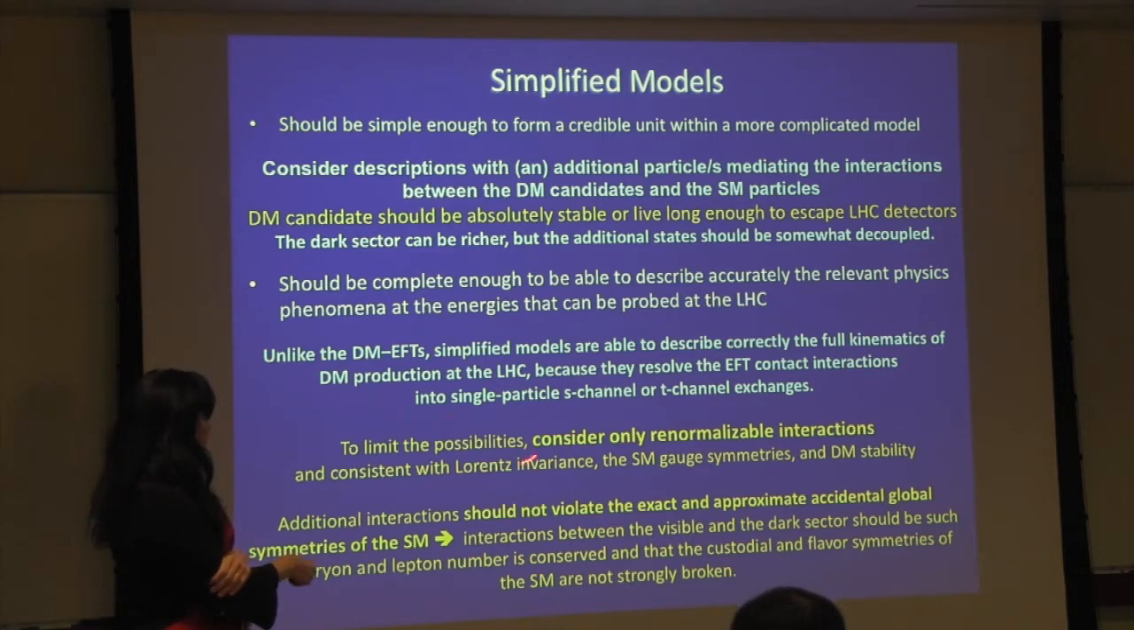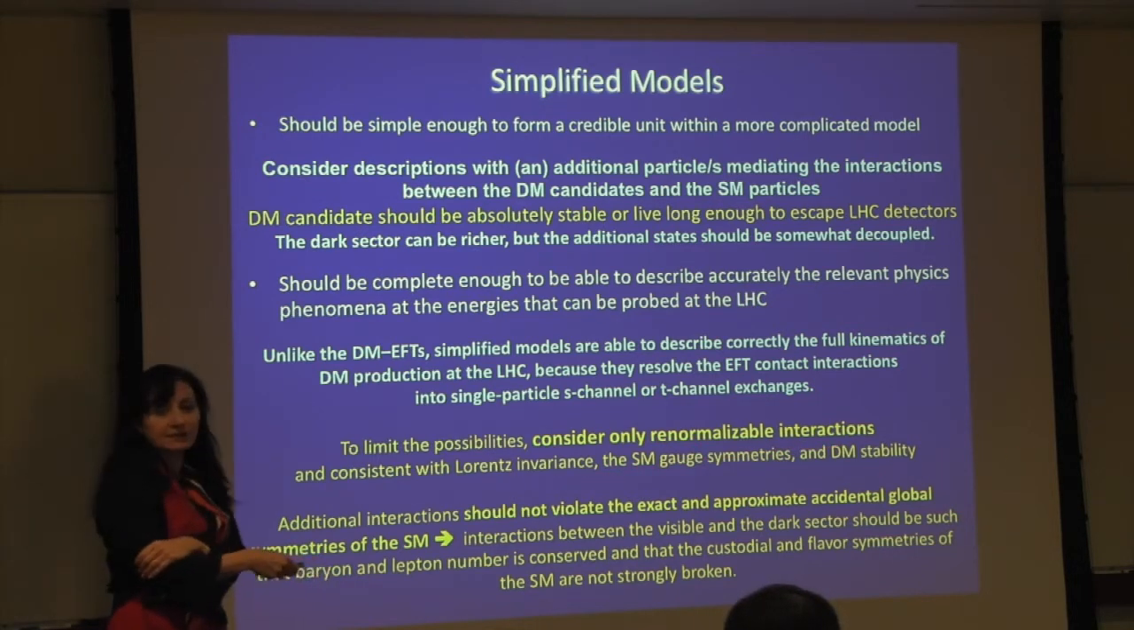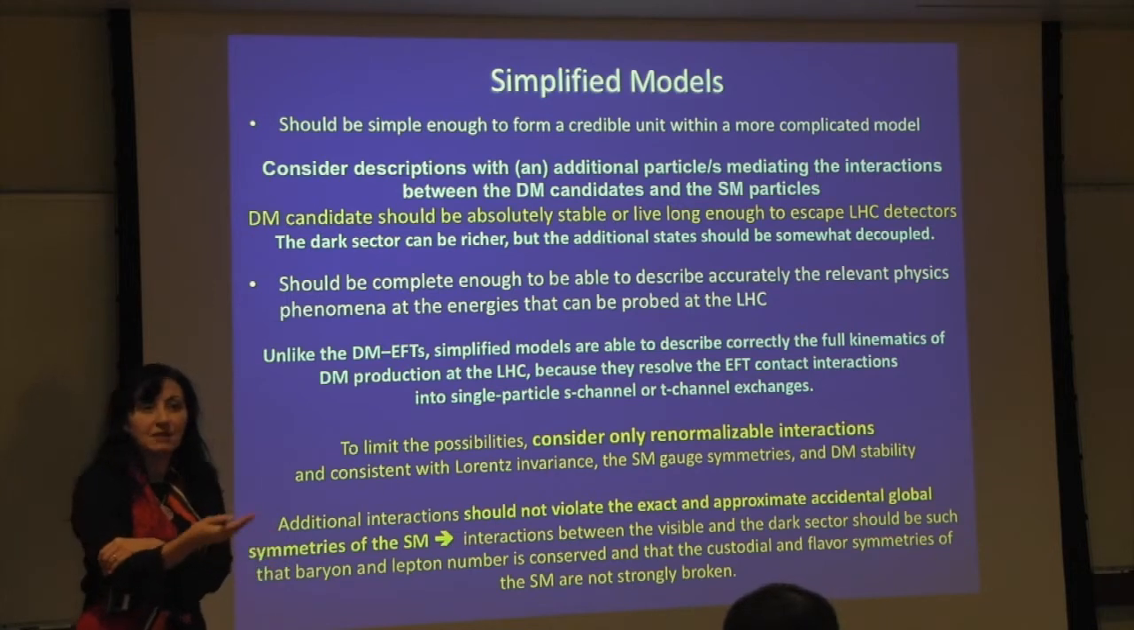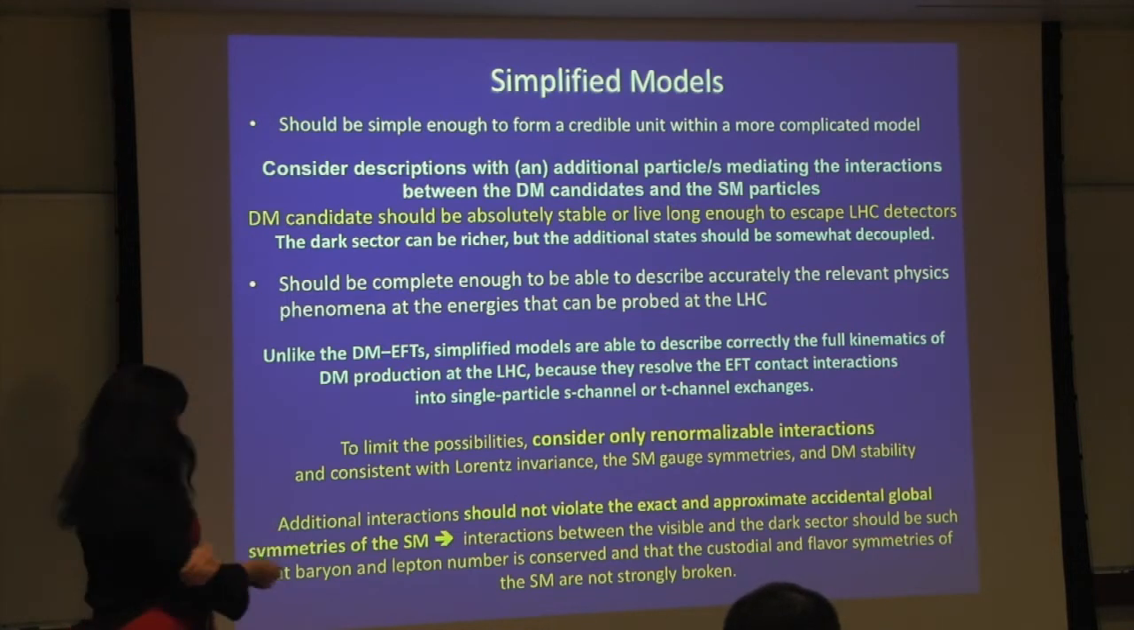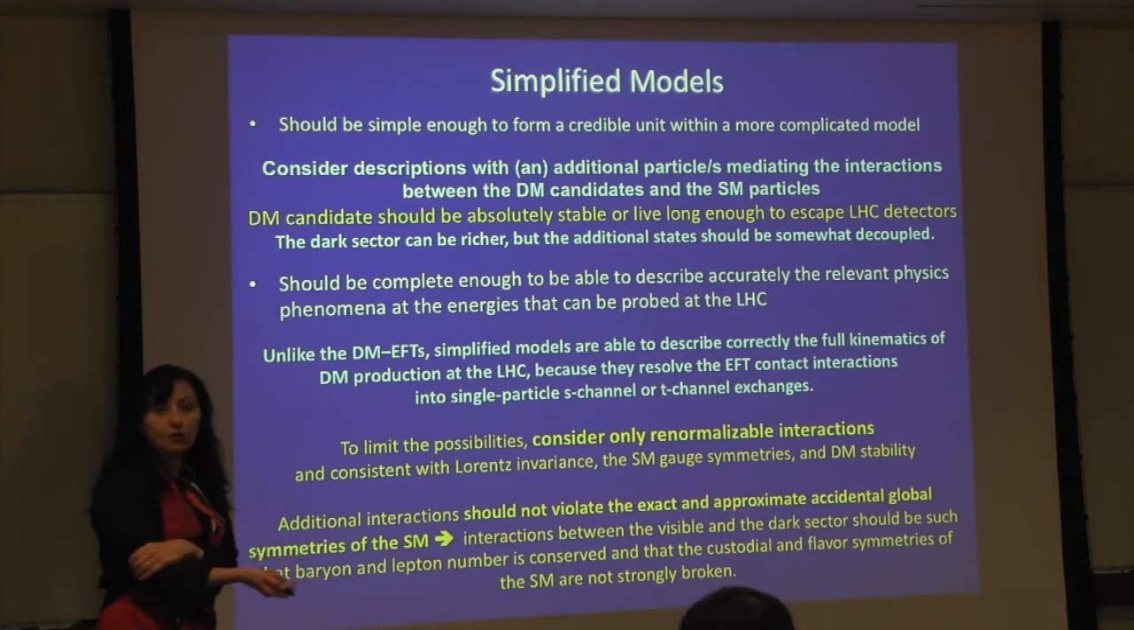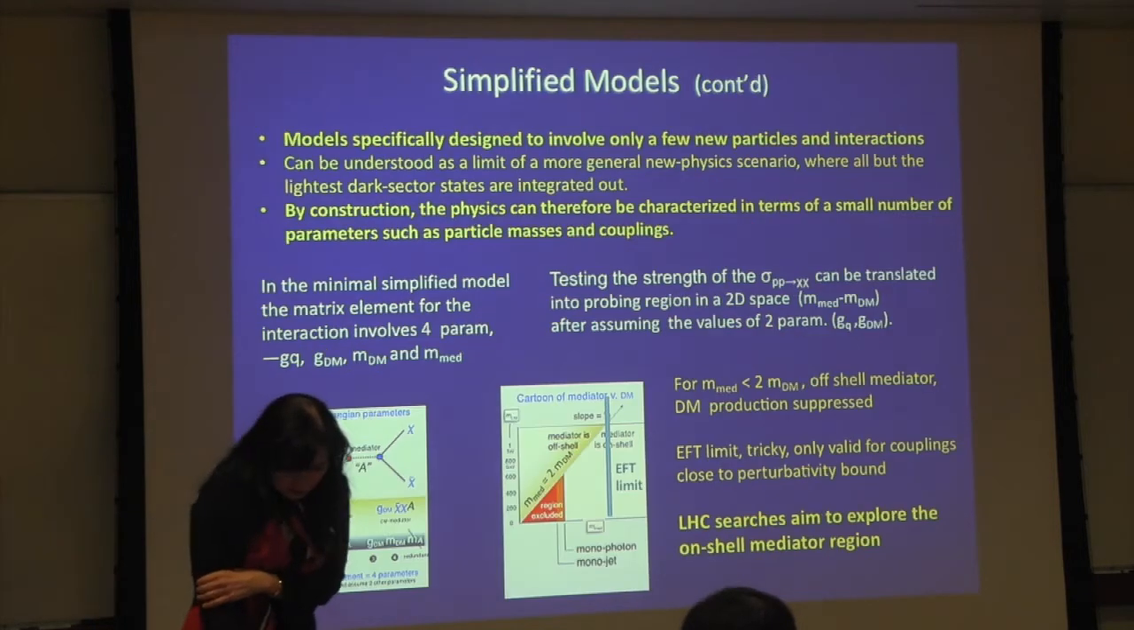Of course, the possibilities are always very broad, so we are going to consider renormalizable interactions that are consistent with Lorentz invariance, the standard model gauge symmetries, and dark matter stability. These are the types of mediators I will discuss in the simplified models. And of course, the interaction should not violate the exact and approximate global symmetries of the standard model. So these are basic things.